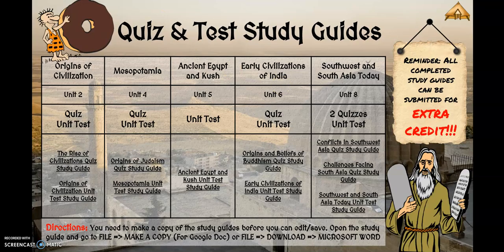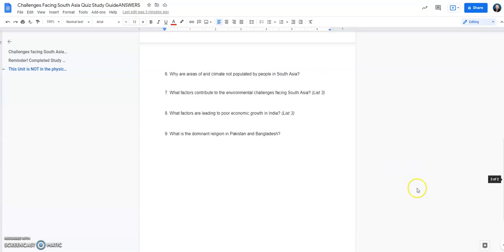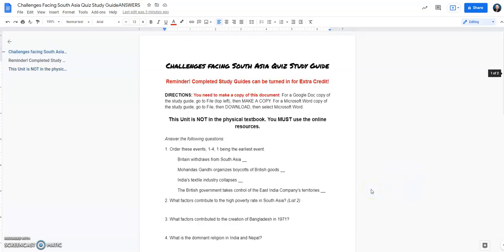So let's get started on the study guide. The study guide is only 9 questions, a few more than the last one, but it should be pretty quick. First question asks you to place these events in order. So there is the correct order.